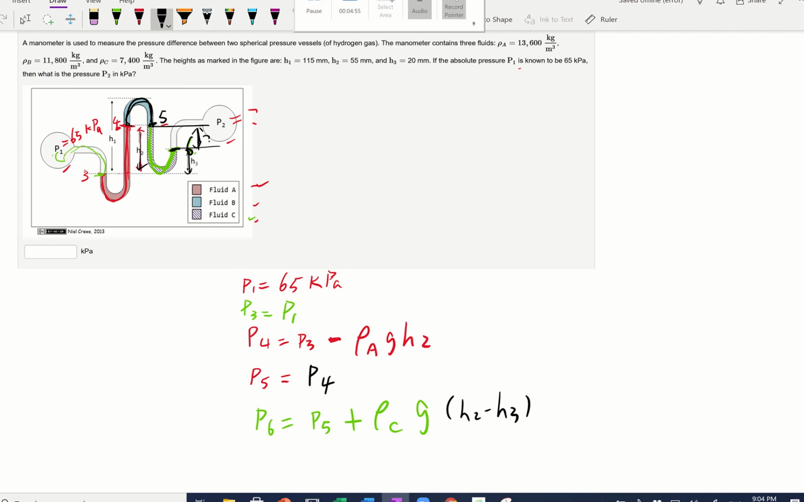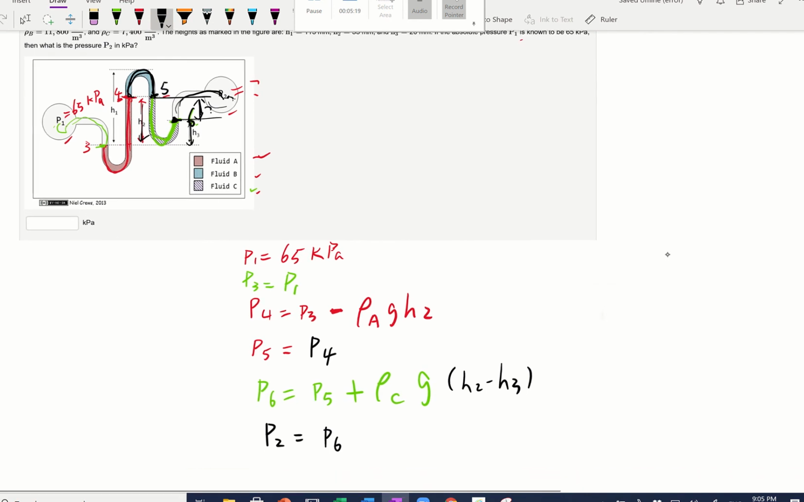Our ultimate goal is to find the pressure P2. And P2 is gas here again. So we know P2 is going to take up the pressure at 6 because, again, it's gas, and the gas pressure at 6 and right here is pretty much the same. Then you got your answer for this problem.